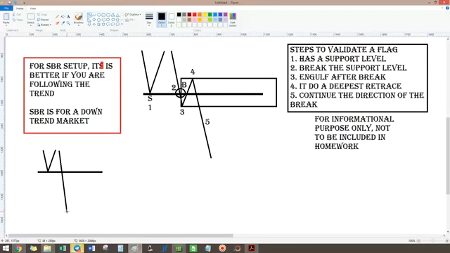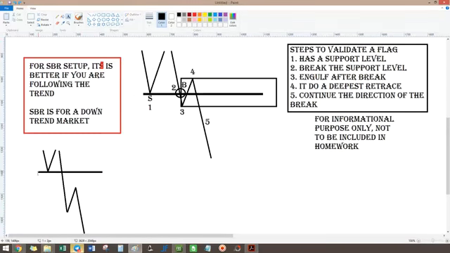Really deep break. Okay, and then stop there. It's engulf the break, and then the deepest retrace is only up to here. Okay, and then it goes like that.